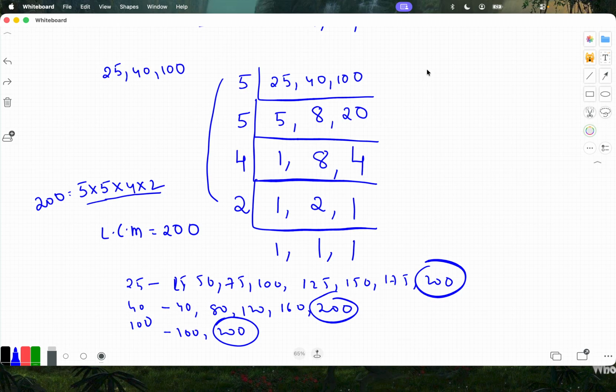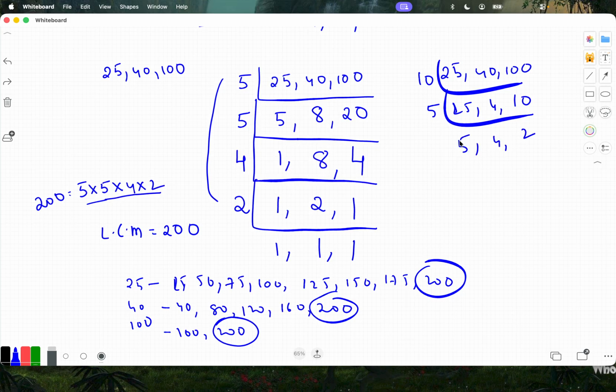When you are going for competitive exams, you can directly do this. You can say 10, 25, you can write 10 fours are 40, 10 tens are 100. Then you can go for the 5 table, 5 fives are 25 and 5 twenties are 100. Again, the 2 table, 2 twos are 4, 2 ones are 2. Here you can directly multiply. So I did some mistake.